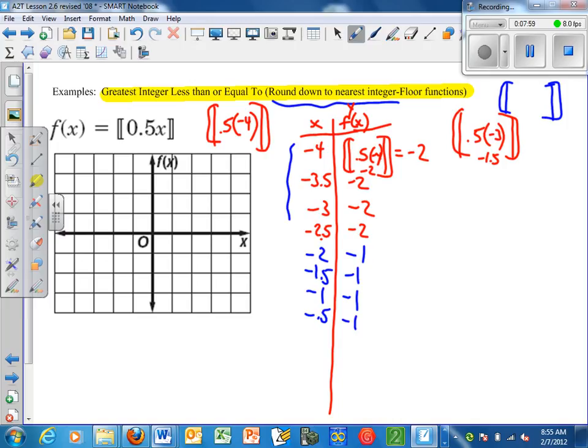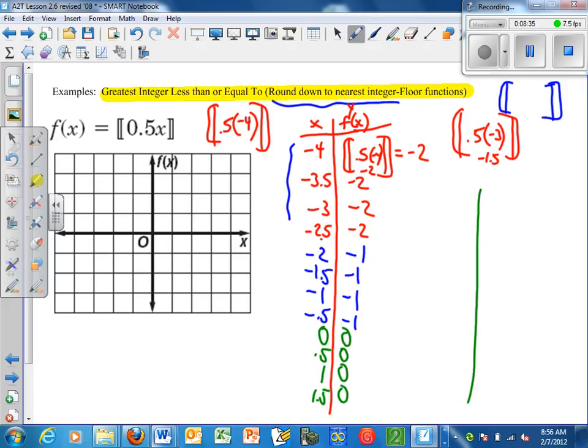If I put 0 in, 0 times 0.5 is 0, excuse me. Rounded down would be 0. If I put in 0.5, 0.5 times 0.5 is 0.25. What's the integer below 0.25? 0. If I try 1, 0.5 times 1 is 0.5. The integer below 0.5 is 0. Try 1.5. 0.5 times 1.5 is 0.75. The integer below 0.75 is 0. You can kind of see the pattern here.